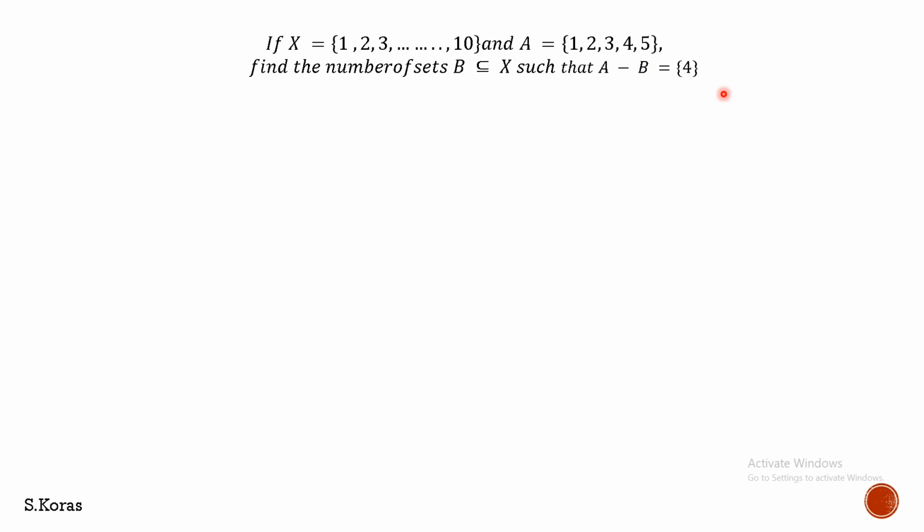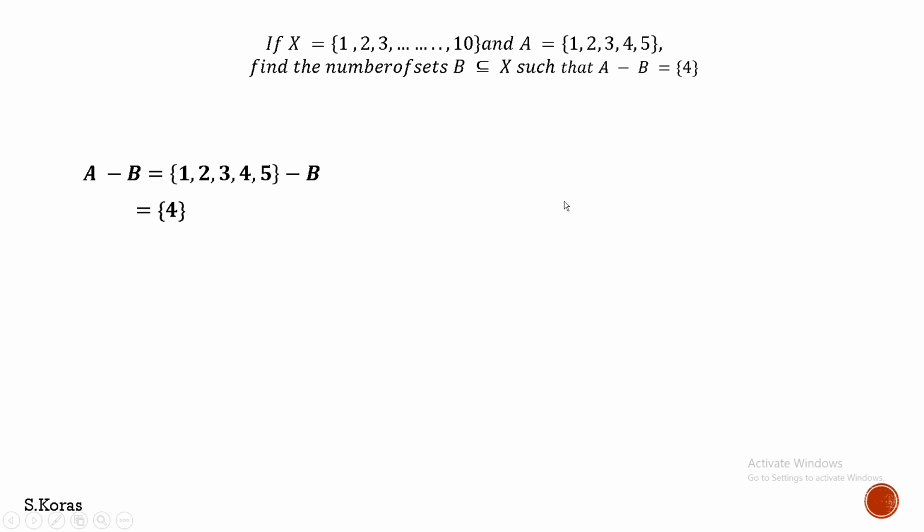Right. Now let us do one thing. First, let us use the clue. The clue is A difference B is equal to 4. What do you mean by A difference B? A is a known set and B is an unknown set. So A difference B is nothing but A, which is 1, 2, 3, 4, 5, difference B, this set we have to find. And A difference B is given as 4.